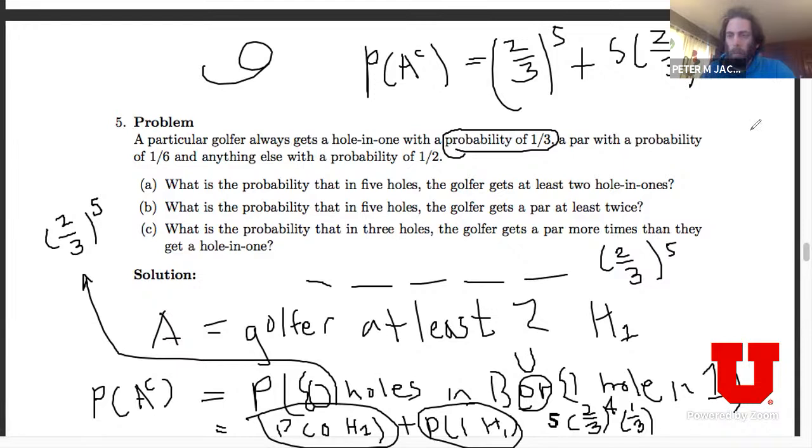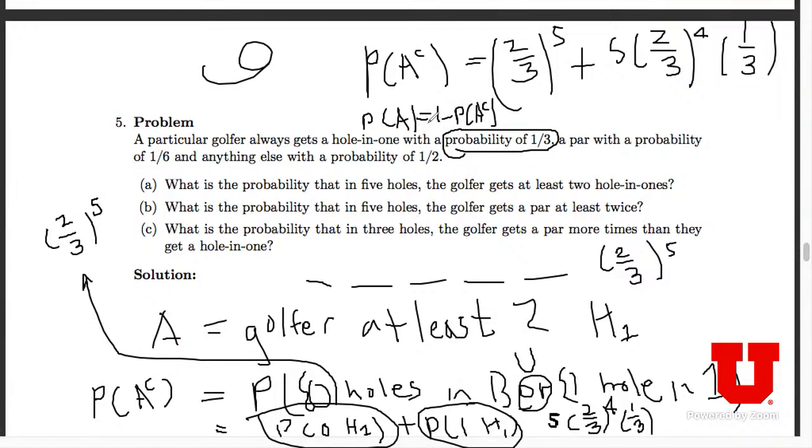So now we use the complement rule to get the probability of the event of interest. The event of interest is that the golfer gets at least 2 holes in 1. We just computed the probability that they got less than 2 holes in 1. And so the probability of A is just 1 minus the probability of A complement. Are there any questions about part A?